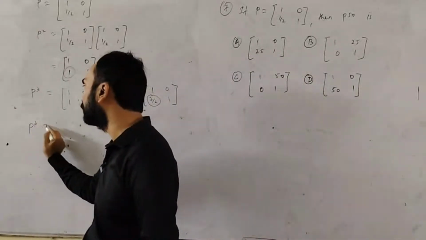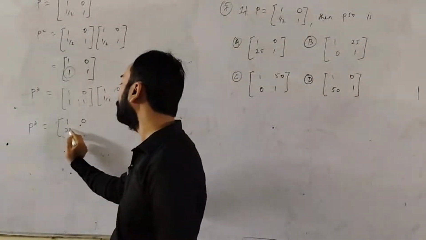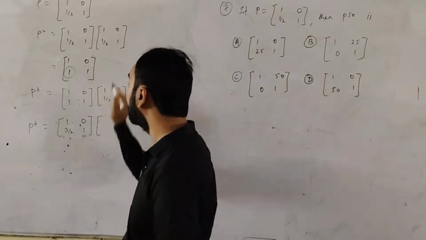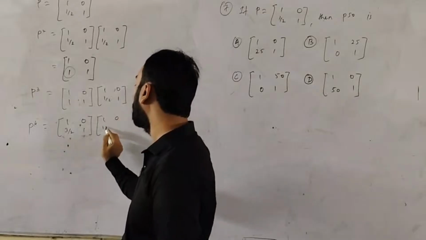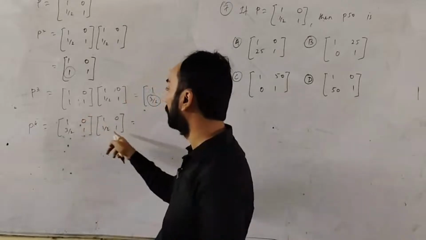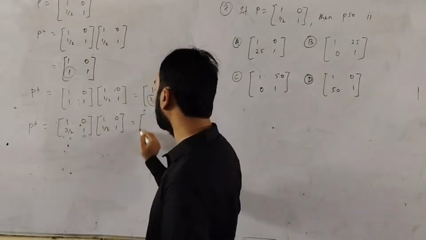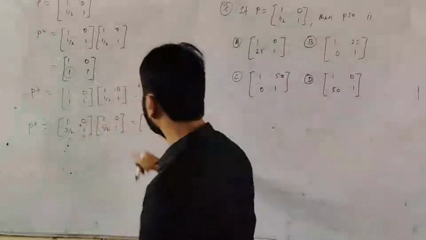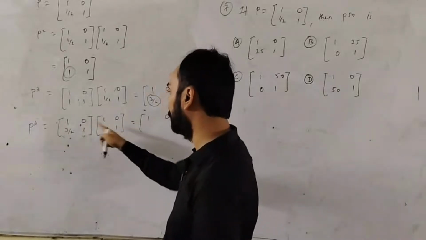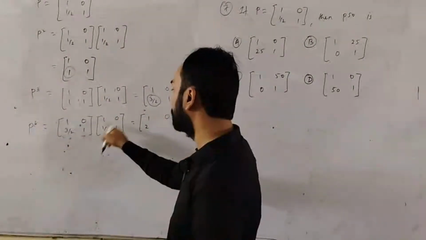One more thing we can check now. Let's see, are we correct or not? So 1, 0, 3 by 2 and 1. This is your P cube, multiplied by the initial P, which was 1, 0, half and 1. Now make the multiplication. 1 into 1, this is 1. First row, second column, this is 0. Then 3 by 2 plus 1 by 2 is 2, and this has 0 and this has 1.